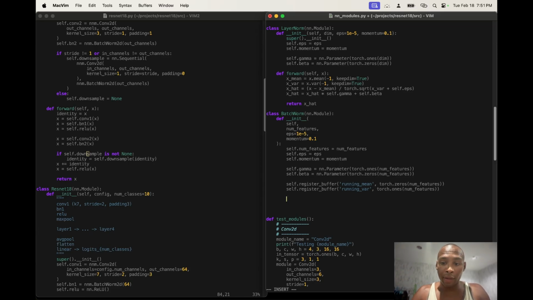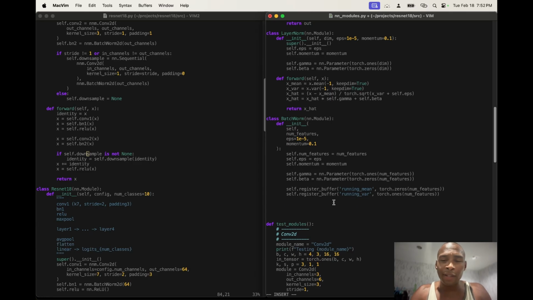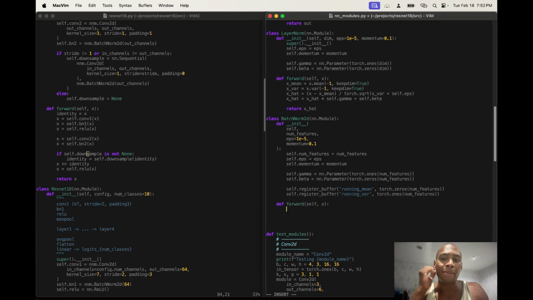So let's see. I always have to implement batch norm backwards because, I don't know why, this one is a little bit more difficult for me to conceptualize. So basically what happens is, when you send a batch through this layer, you're going to normalize each channel.